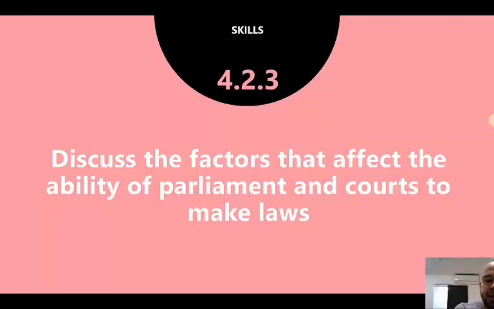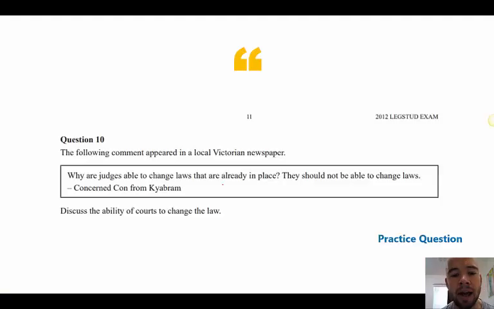So we are discussing the factors that affect the ability of courts to make law. We looked at this same dot point for Parliament, and I've got a few questions that you might get to try and give you a bit more of a clear understanding of what we might be looking at.